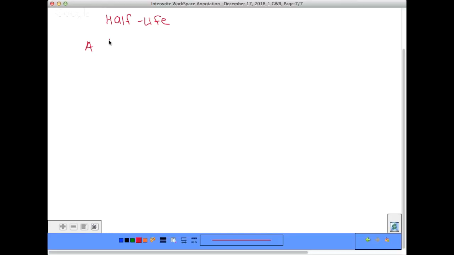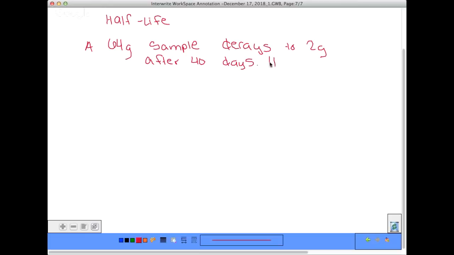So let's say that we have a 64-gram sample that decays to 2 grams after 40 days. What is my half-life? So I'm looking for half-life. The first thing that I would do when you're solving this problem is make sure that you can or cannot do it the easy way. So let's say that we have 64 grams.